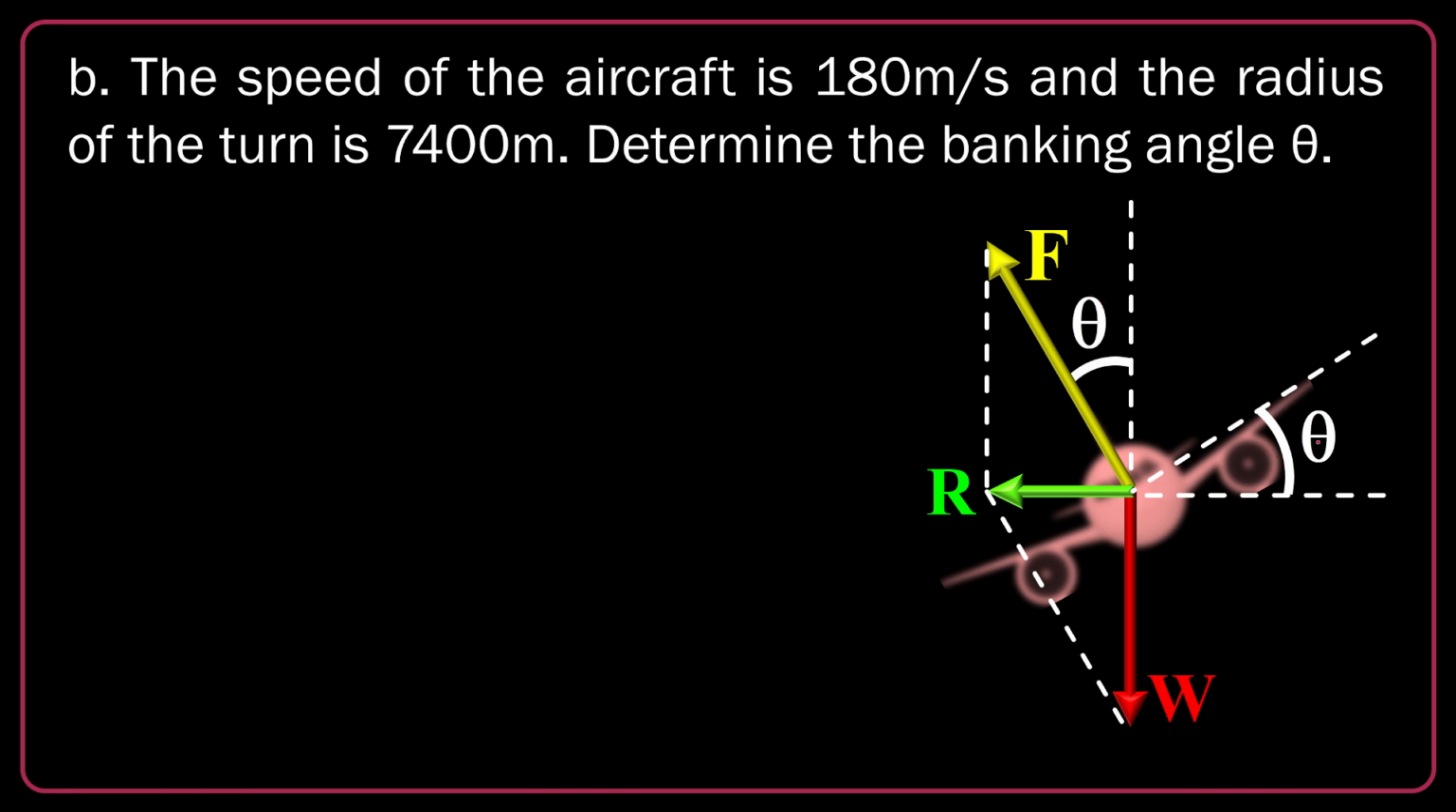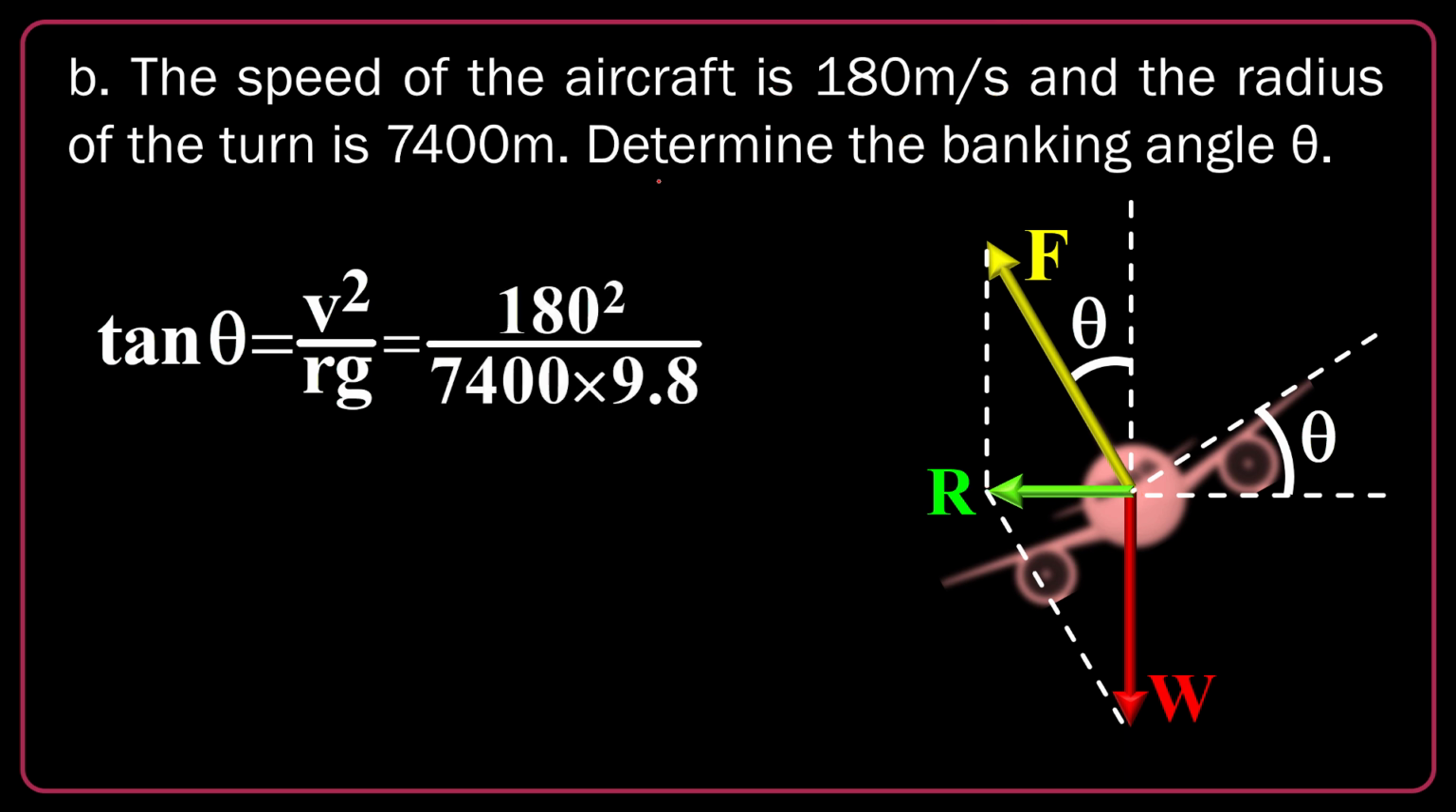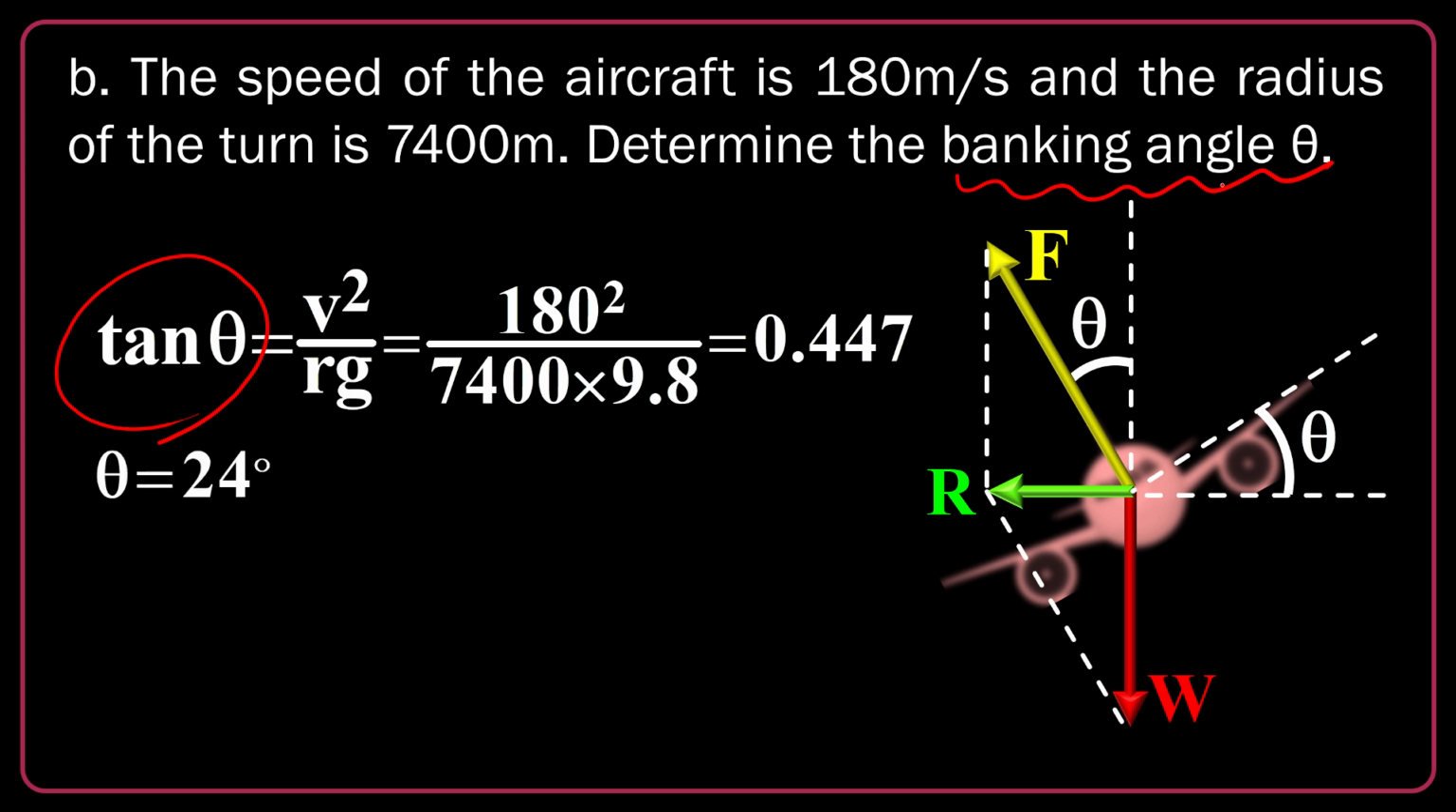Now we can continue exactly based on the first approach I explained. So let's use it directly: tangent of theta is v squared over rg. R is the radius of this circle, and it's given here as 7,400 meters. V is the speed of the aircraft. Fortunately, it's in SI units, so we have everything. The answer is 0.447. But this is the tangent of theta, and to get the banking angle, you have to use the inverse tangent function on your calculator and find theta to be 24 degrees.